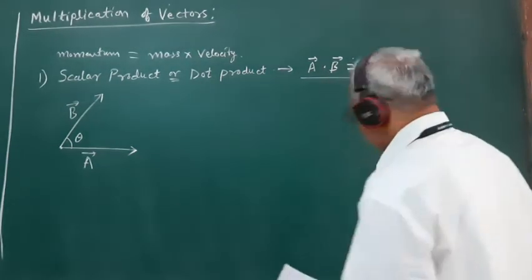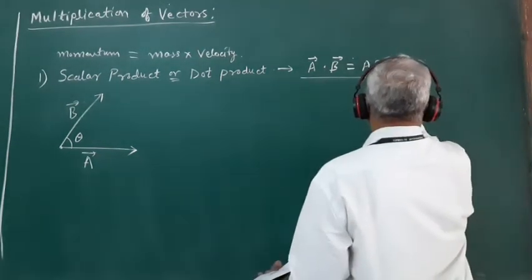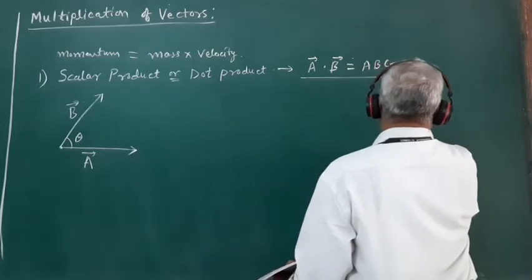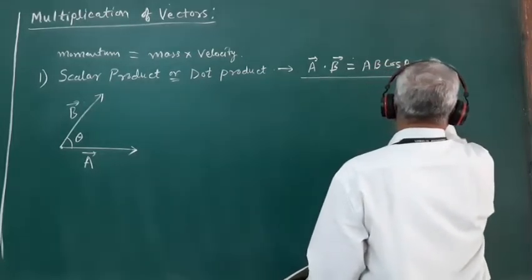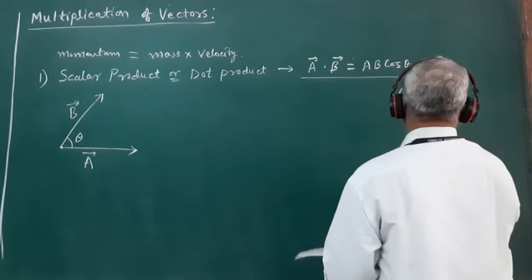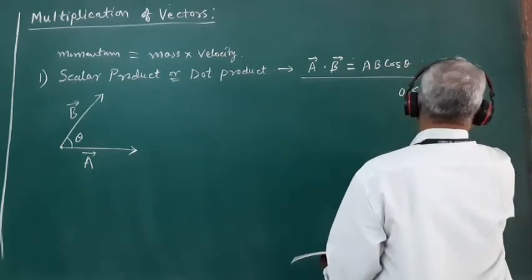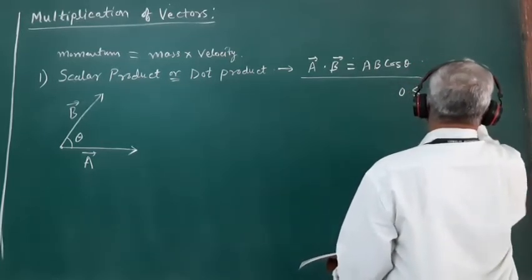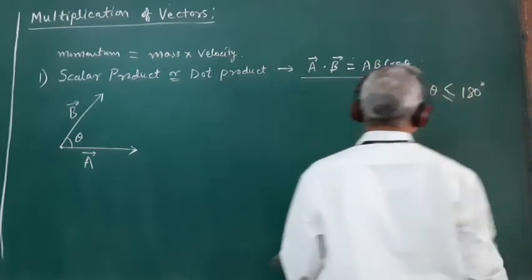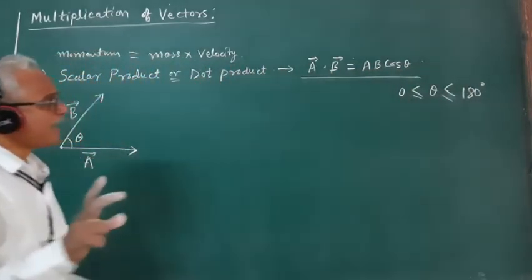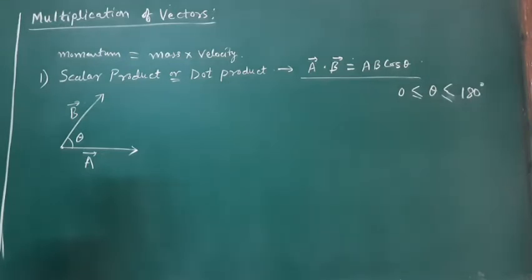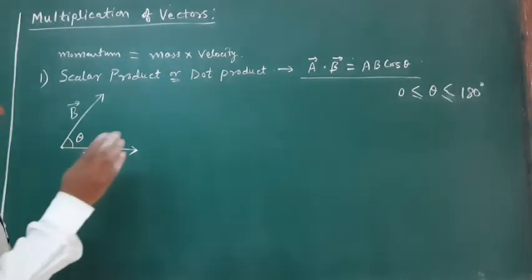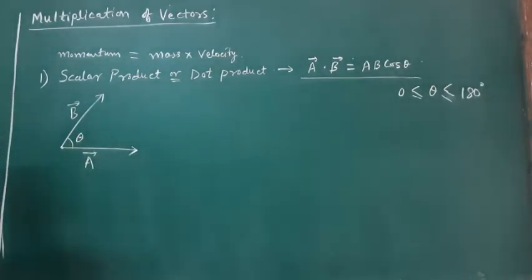where theta is found to lie between 0 and 180. That is the smaller angle between the two given vectors. The value of theta should lie between 0 and 180.